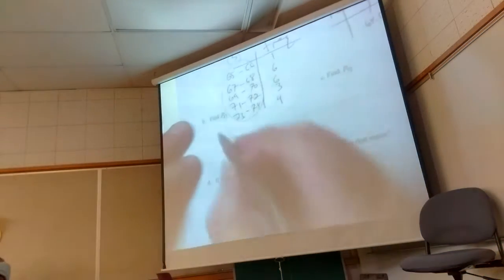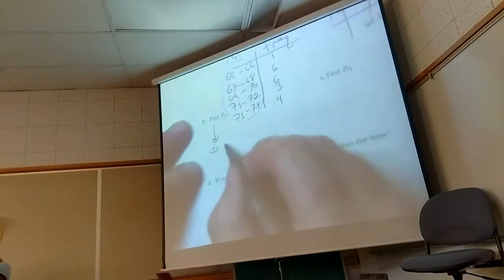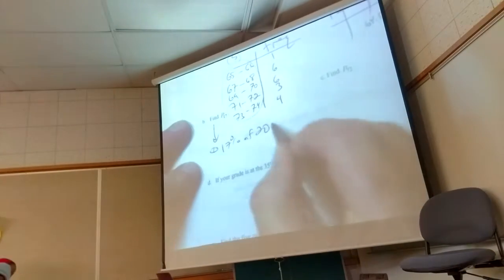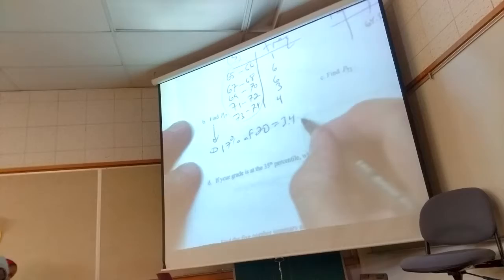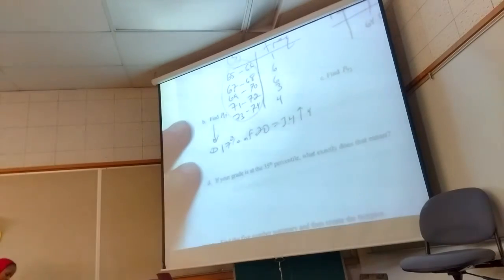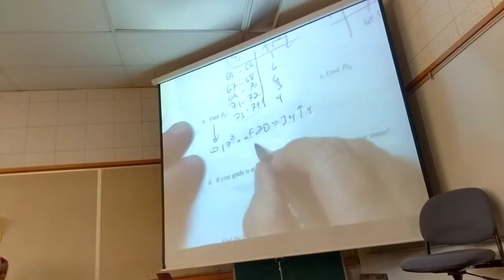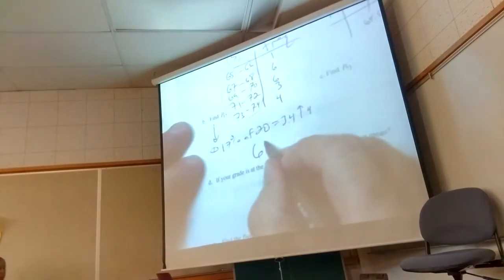P17. So what's the first step? Find 17% of 20. Okay, 17% of 20. That's 3.4. Rounded up to 4. So the fourth number is the answer. In order. It's got to be in order. So when you put it in order, the fourth number is? 67. 67? Yes.